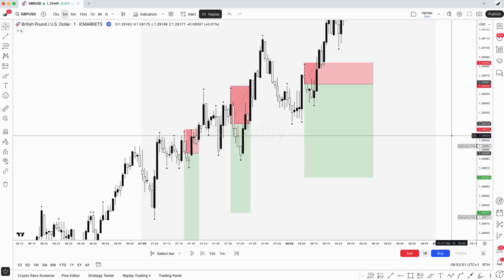So for this week, we are sitting at plus 7R, just following a simple rule base.